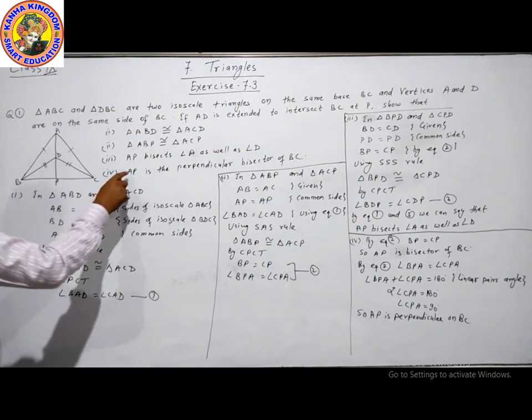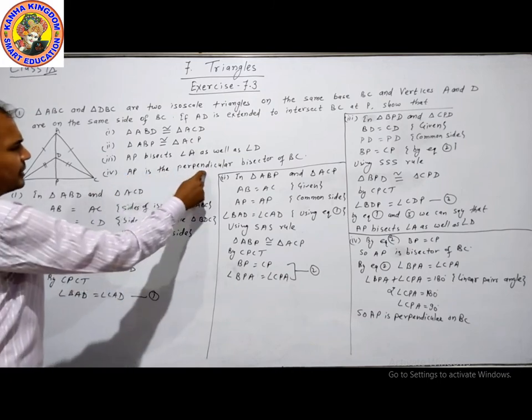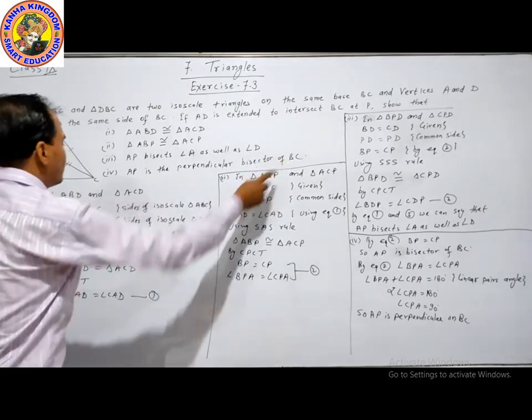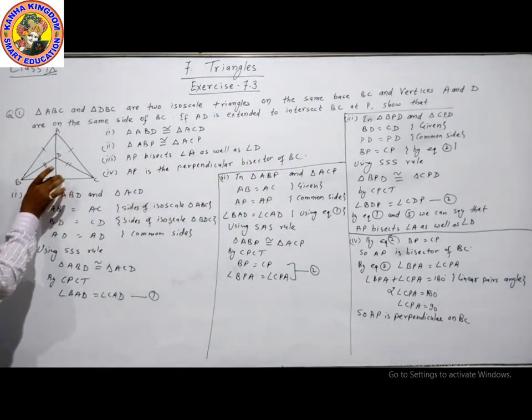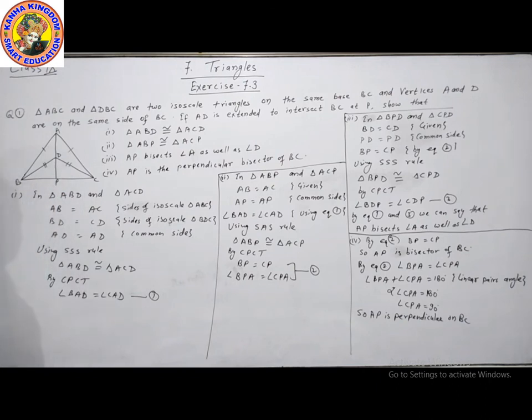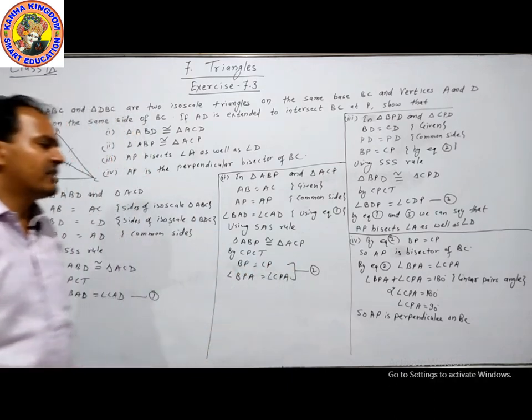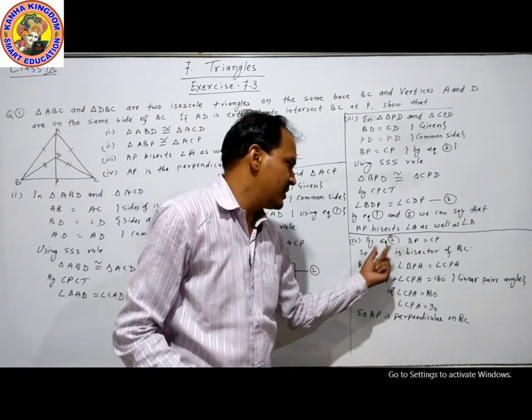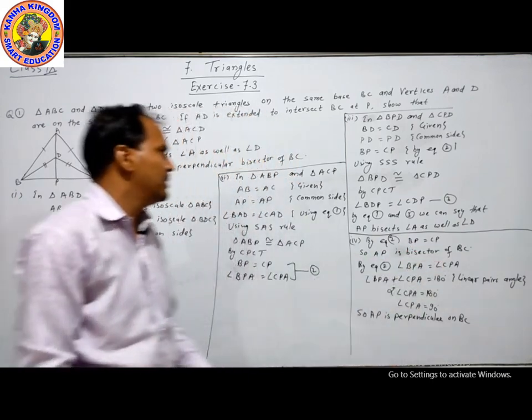Question number 4. AP is the perpendicular bisector. There are two questions. AP is the bisector of BC. AP bisects the BC line, which means BP and CP are equal. Yes, we already proved it in equation number second. By equation number second, BP and CP are equal, so AP is the bisector of BC.